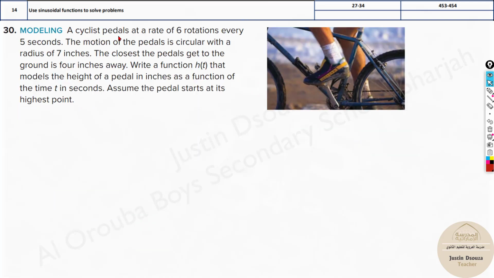Another similar problem: a cyclist pedals at a rate of 6 rotations every 5 seconds. Whenever you see these, let's write the period. This is the period. 6 rotations are happening at every 5 seconds.